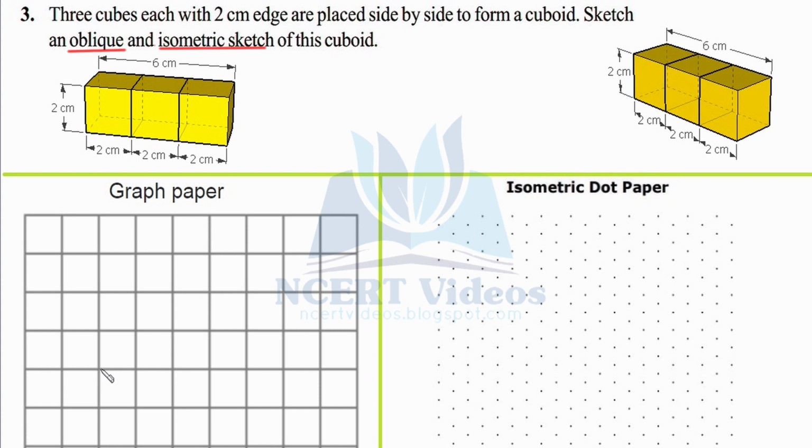So for the oblique sketch we will first of all draw the length, that is 6 centimeter, because 3 cubes are combined, therefore 6 squares are connected. And we have height 2 centimeter, therefore we will connect 2 squares. So first of all in oblique, as we have told in the concept builder, we have to first construct the face. So we have constructed the face, now we will construct the opposite face slightly off.